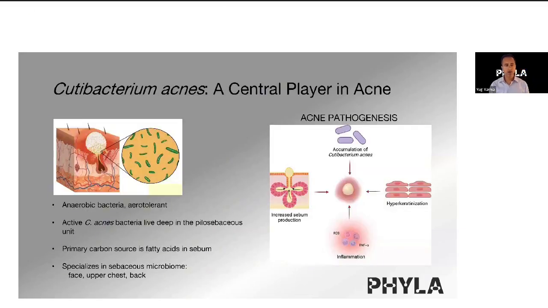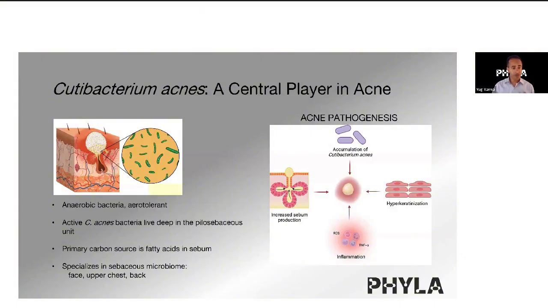And the central player in acne on our skin is Cutibacterium acnes. This used to be called Propionibacterium acnes, but in the 2010s there was a nomenclature change, and now it's called C. acnes. C. acnes is an anaerobic bacteria. It lives deep within the pilosebaceous unit at the bottom of the pore, and it lives on the sebum. The fatty acids in the sebum are its primary carbon source. So it's really well adapted to live in the follicle.